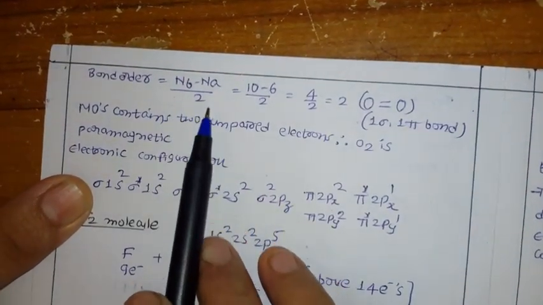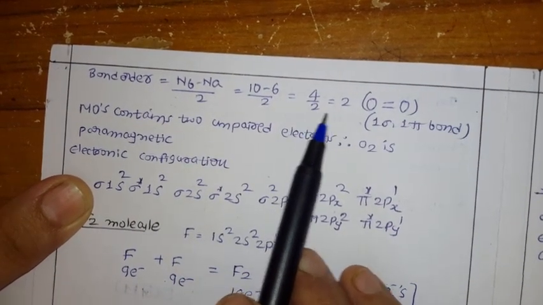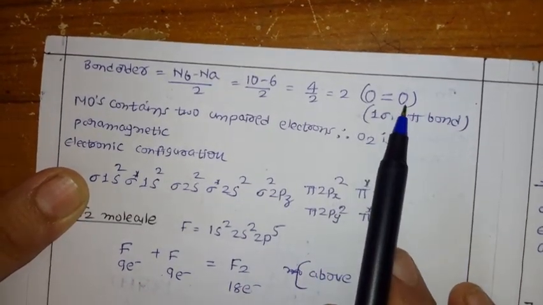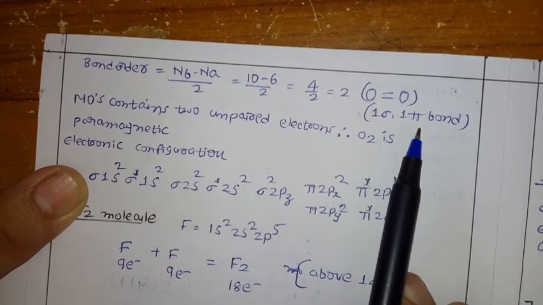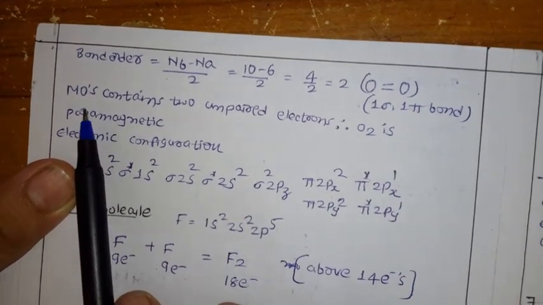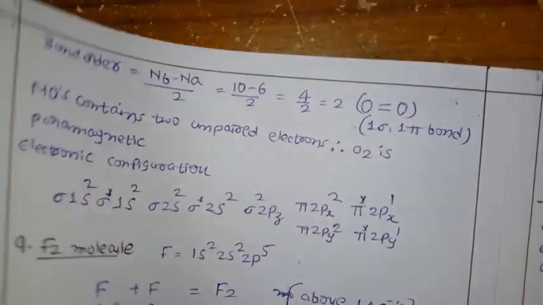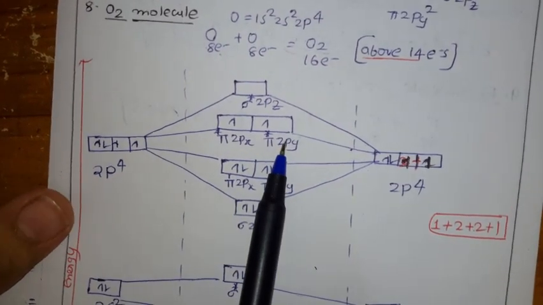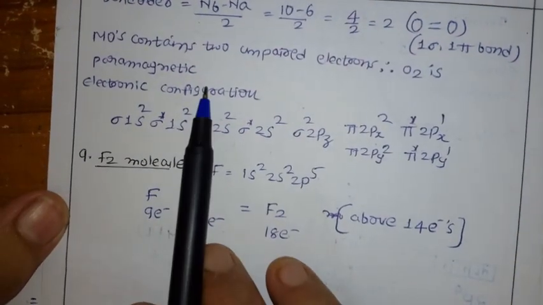Now if you see the formula, bond order equals Nb minus Na by 2, equal to how much? 10 minus 6 by 2, equal to 4 by 2, equal to what? Here 2. So between oxygens, you know very well we have the double bond. In that, one is sigma and the other one is what? Pi bond. So here the molecular orbitals contain 2 unpaired electrons. In the antibonding molecular orbitals, 2 unpaired electrons are there. So molecule nature is paramagnetic in nature.